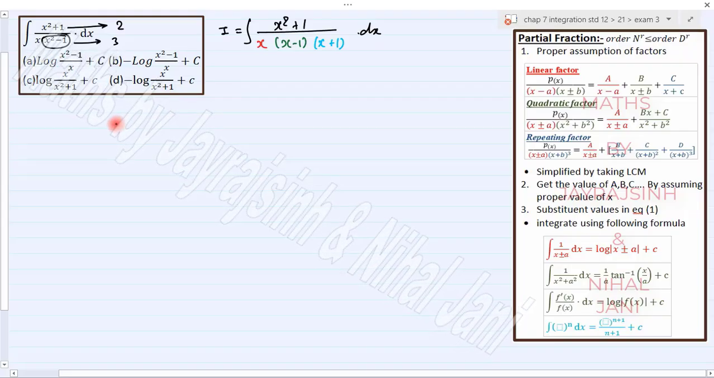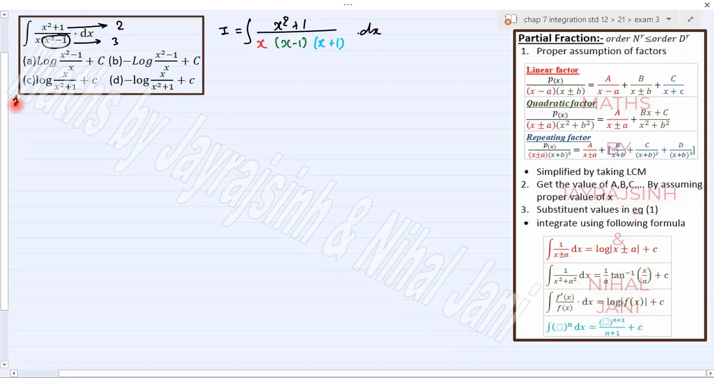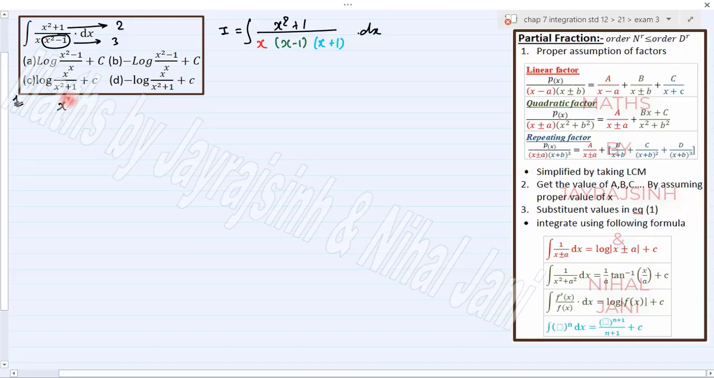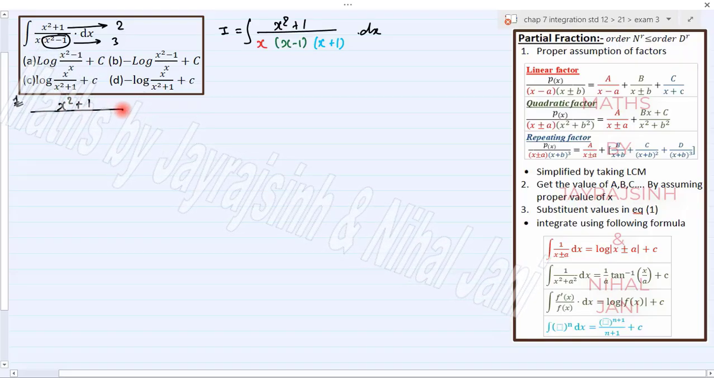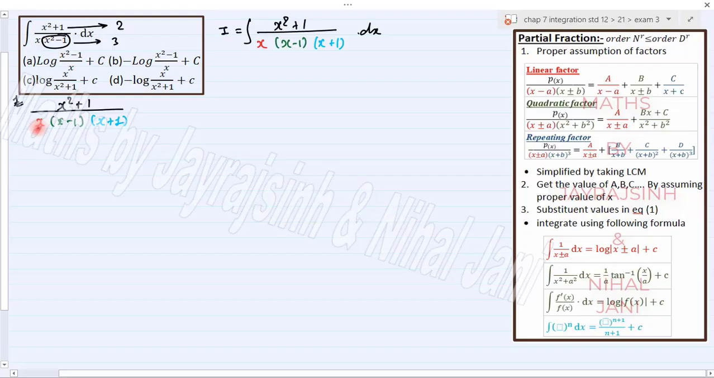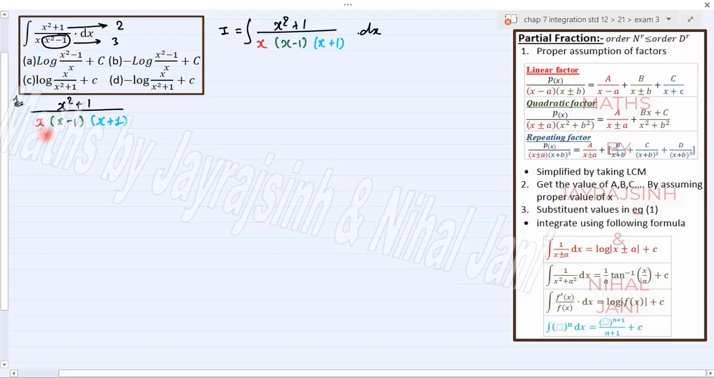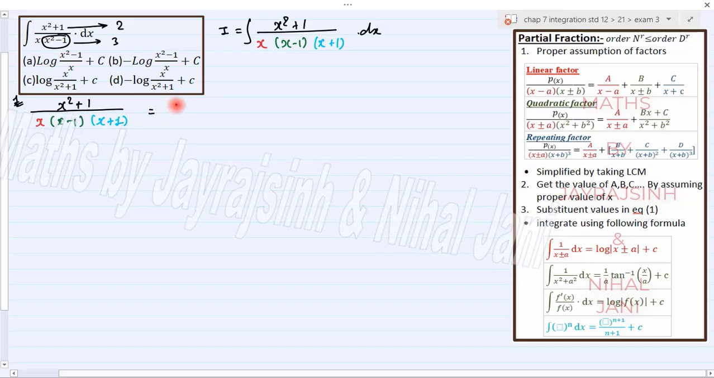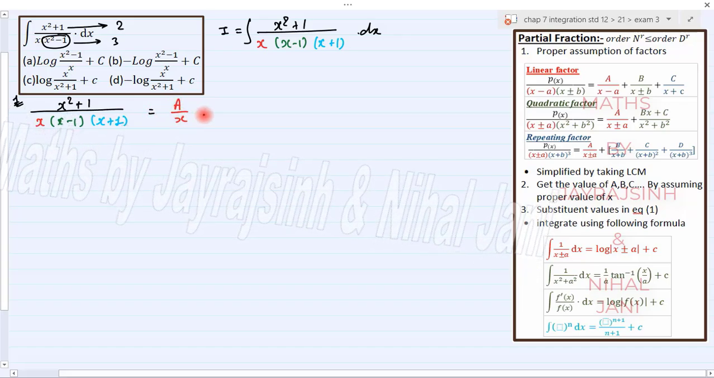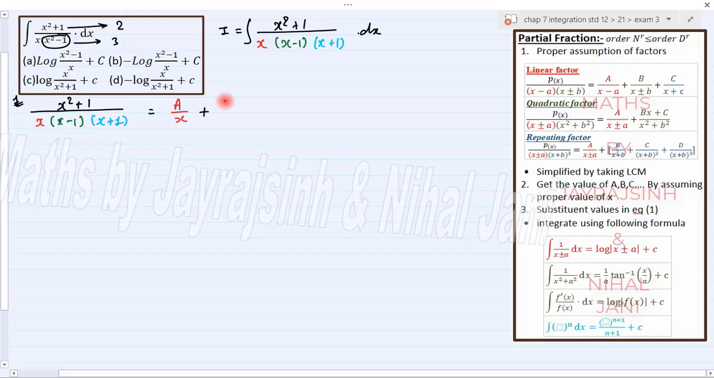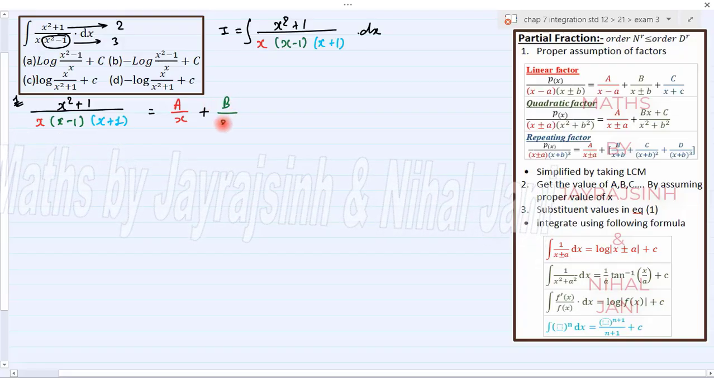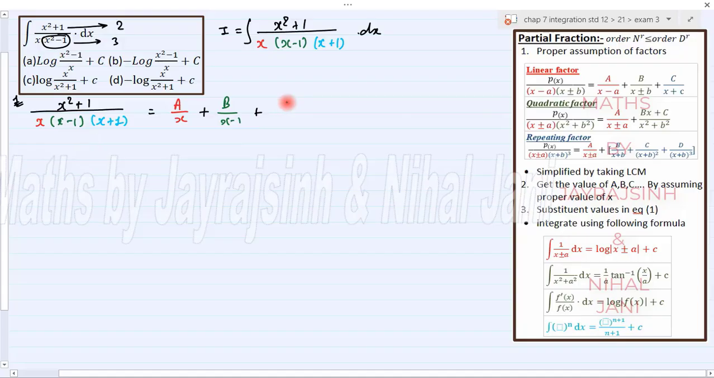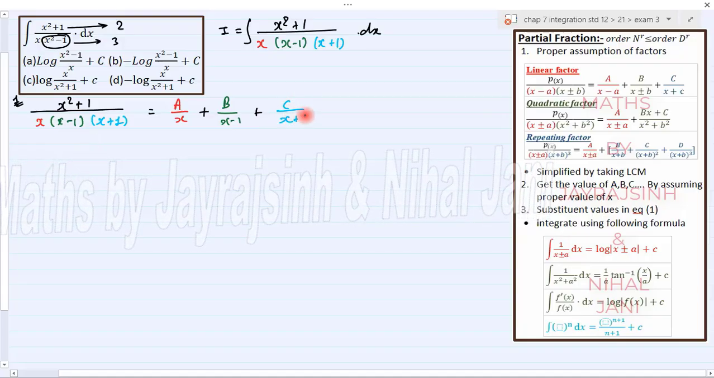So we are ready to apply the partial fraction. So let's begin from the first step, in which we have to assume proper terms. Now we have three factors and all factors are linear factor. So we can say for x you have to assume A by x, plus for x minus 1 you have to assume B upon x minus 1 and finally you have to assume C upon x plus 1.